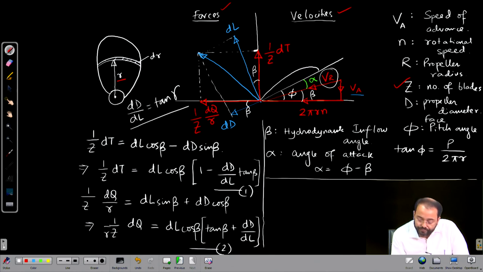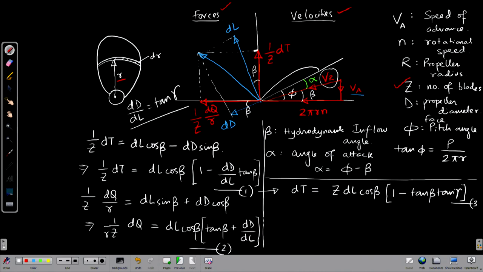Now, from 1, we have dT equal to z dL cos beta (1 minus tan beta tan gamma). So, this is, let us say, 3, and from 2 we have dQ equal to r z dL cos beta (tan beta plus tan gamma). This is 4. Okay. So, this gives the sectional thrust and torque based on the lift and drag of the blade section.